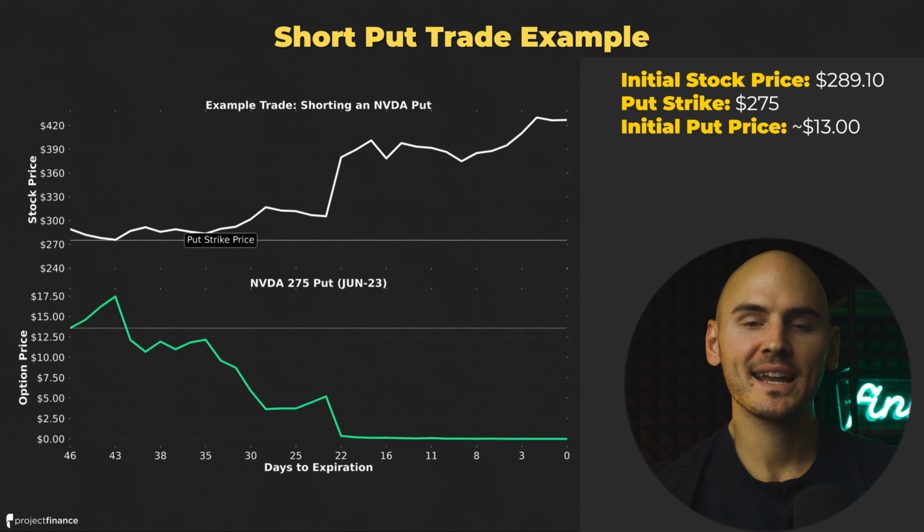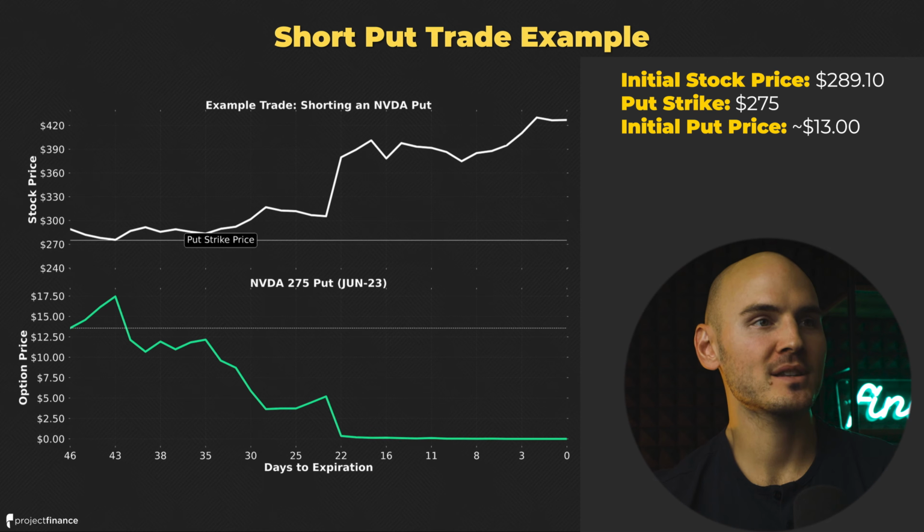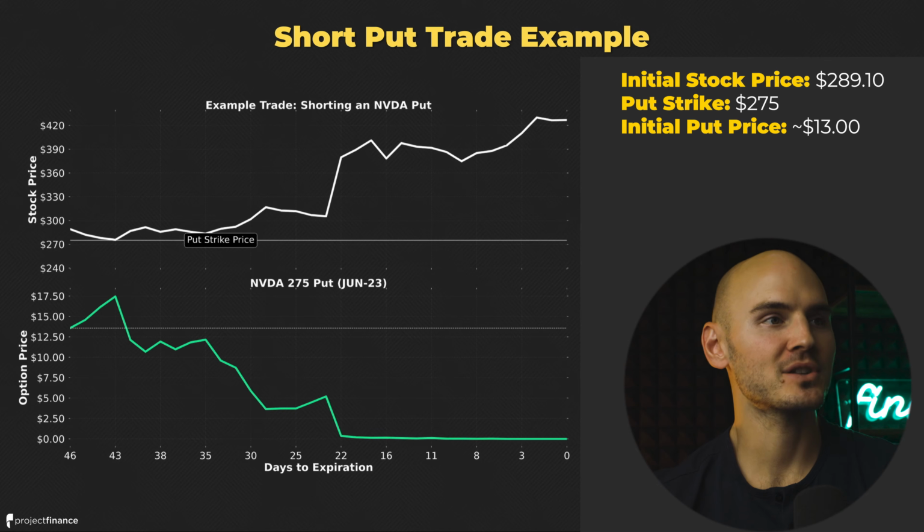In this example, we're looking at shorting a put option with a strike price of $275 in NVIDIA. The stock price at entry was around $290, and this put option had 46 days until expiration. The entry put price was around $13, which means if I shorted this put option, I would have collected $1,300 into my account.